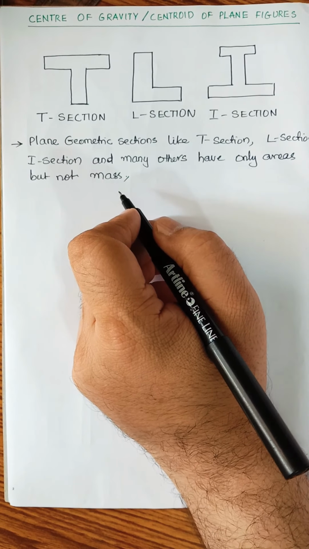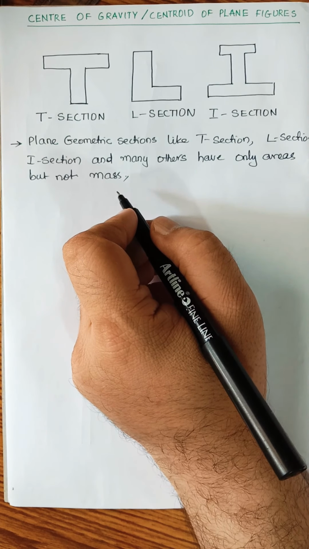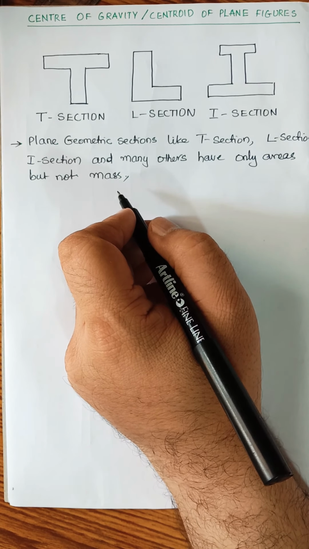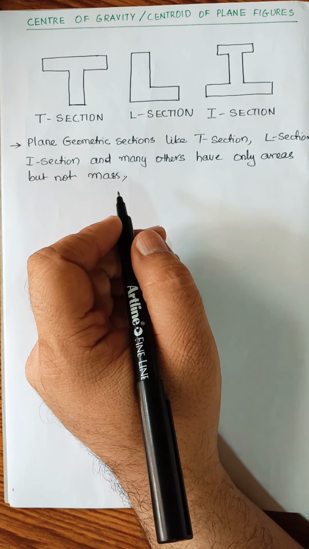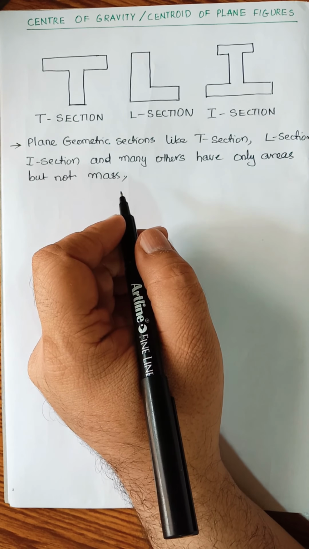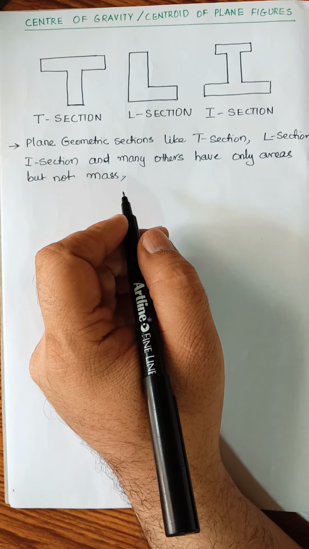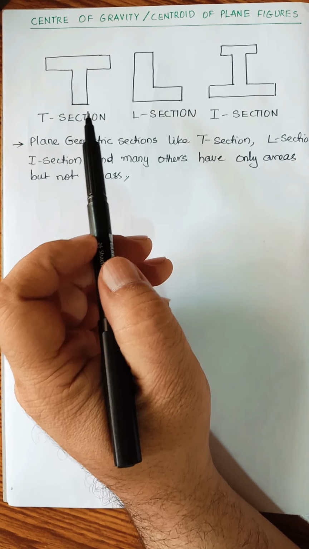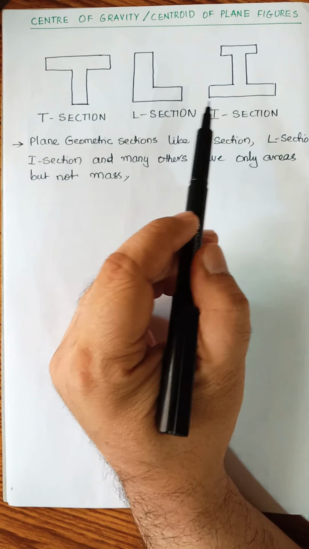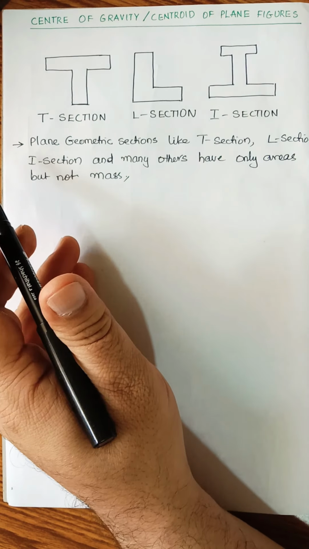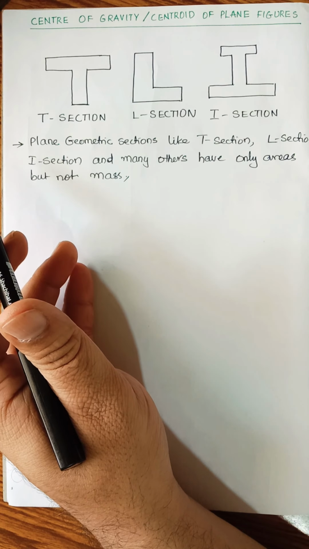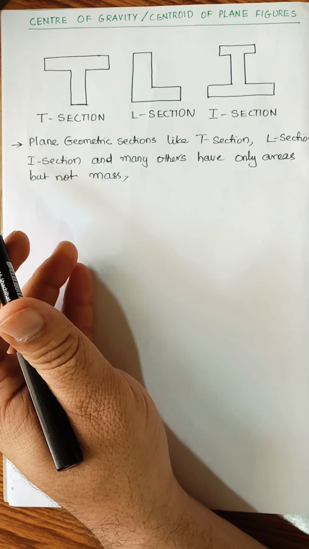In the last class, I was explaining to you the integration method of determining the coordinates of centroid for any geometric section. Now, in today's class, I'm going to explain to you about centroid or center of gravity for plane figures. So, generally, we see sections like T section, L section, and I section, which are nothing but plane geometric sections, right? They have only areas, but they don't have any mass.